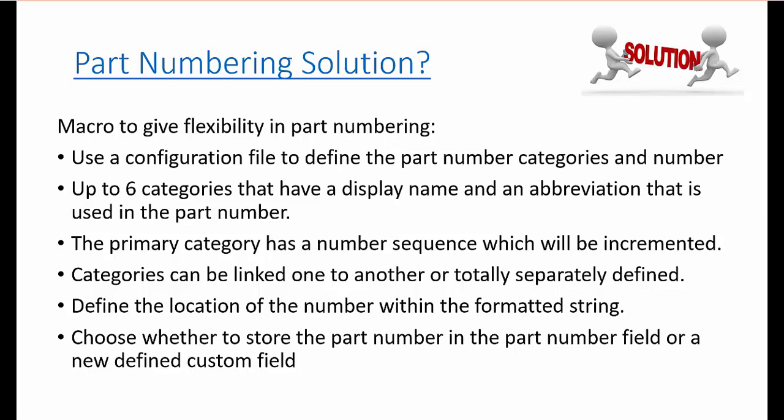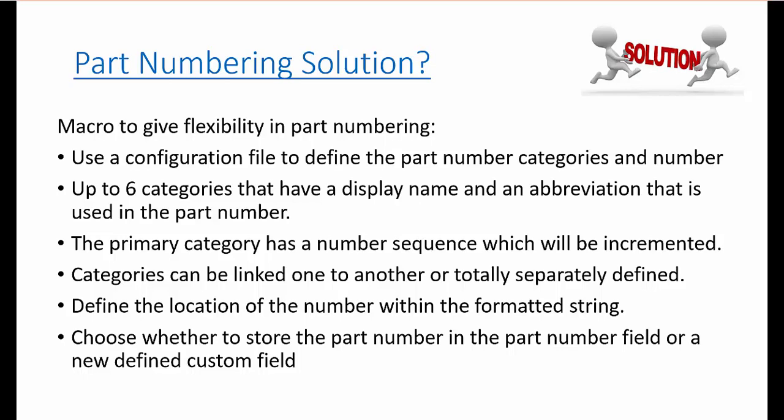So a solution that I have come up with is a macro that gives you some flexibility in how you define your part numbers. It's going to use a configuration file to define the part number categories and the numbers that are being used for those major categories. There'll be up to six categories, so you've got a lot of scope there on building that up. And each one will have a display name, which will appear in a drop-down box, and an abbreviation that will appear in the part number.